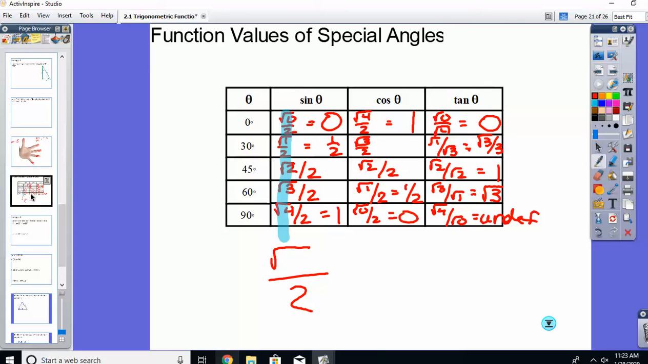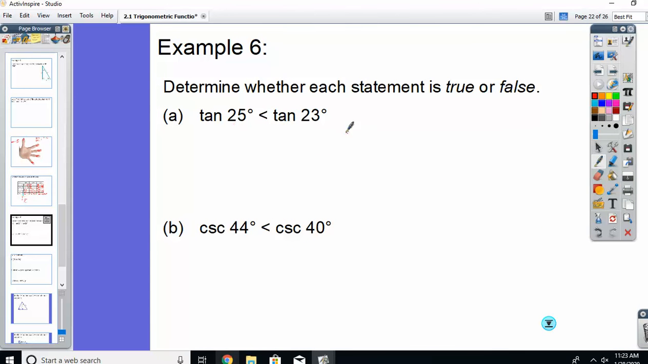0. Radical 3 over 3 is like 0.7, 0.8, 1. What's happening to these? They're getting bigger. So the bigger the angle, the bigger the value. So which of these things should be bigger? Tangent of 25 or tangent of 23? 25 should be bigger, so this one is false.